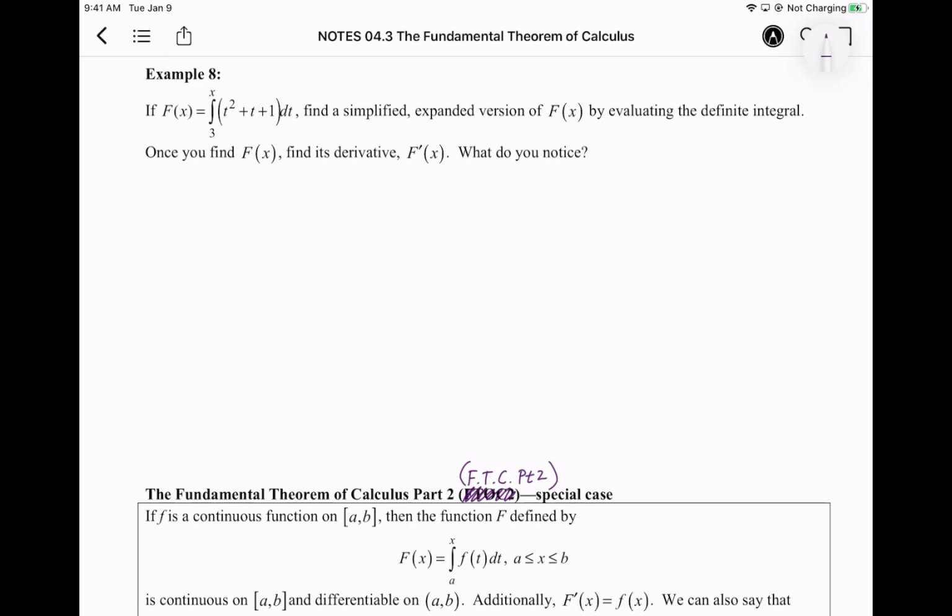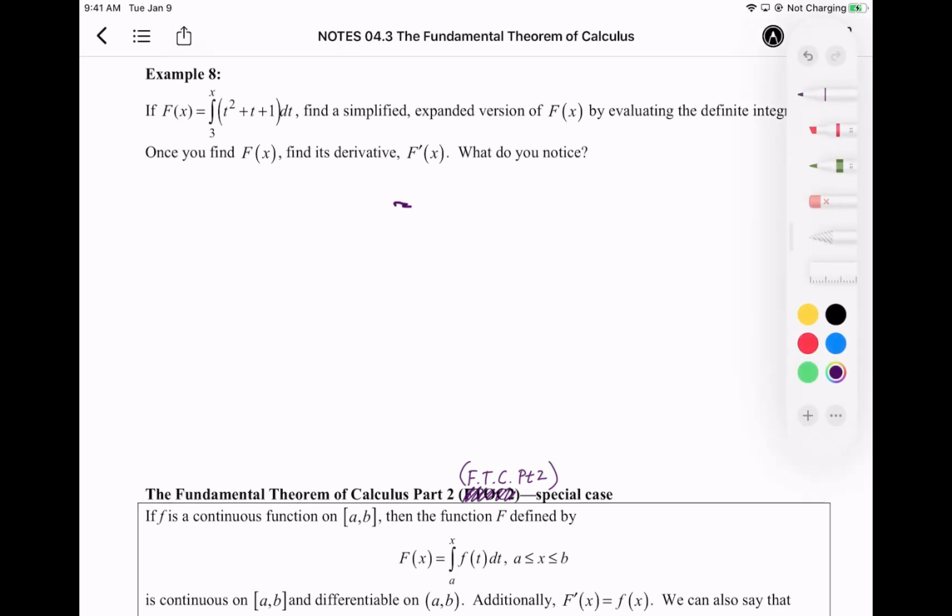It says given this big F, which is the integral from 3 to x of 2t plus 1 dt, find a simplified expanded version of F of x. So that's where we're going to start off right here.